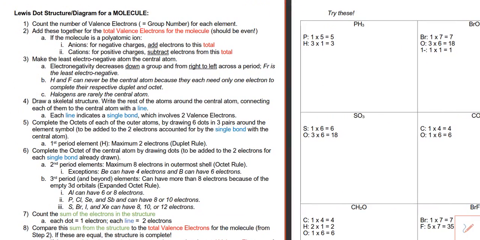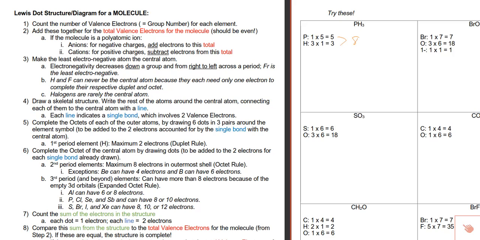So our first step is to count the number of valence electrons for each element. So if I look at the periodic table, I see that phosphorus has 5 valence electrons and hydrogen has 1. In the compound PH3, if I have 1 phosphorus and 3 hydrogens, that adds together for a total of 8 valence electrons.